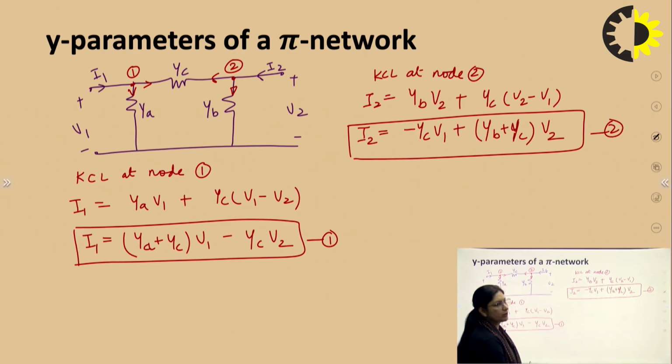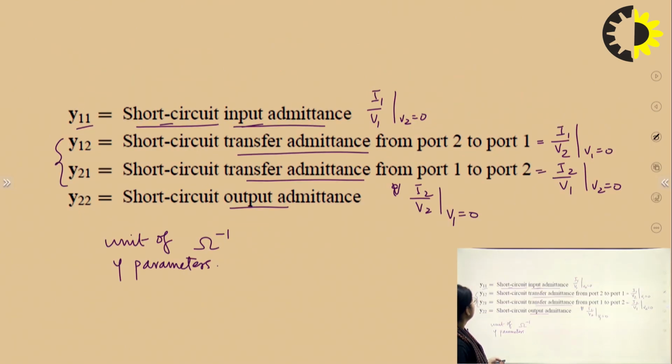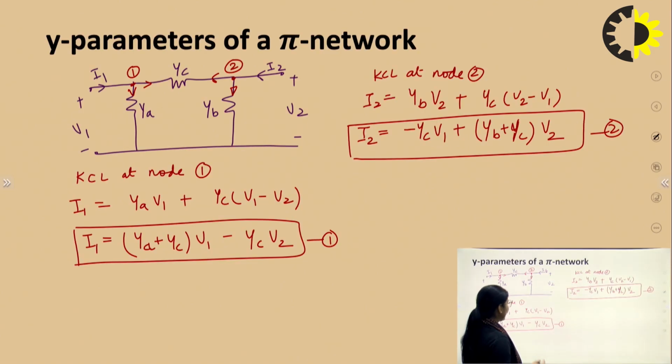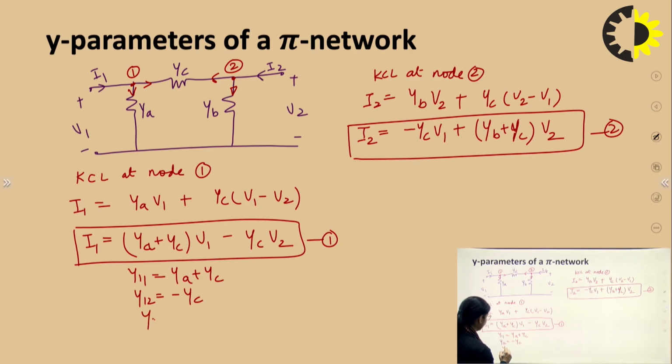Let's compare these two equations with the standard Y parameter equations. I1 is equal to Y11 V1 plus Y12 V2 and I2 is equal to Y21 V1 plus Y22 V2. So, comparing these two equations with the standard equations, we can say that the value of Y11 is equal to YA plus YC, Y12 is equal to minus YC, Y21 is equal to minus YC and Y22 is equal to YB plus YC. So, these are the Y parameters of a pi network, right?